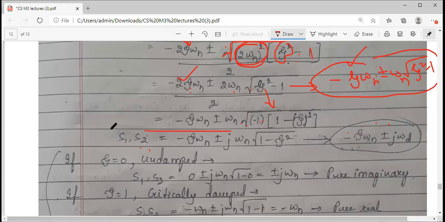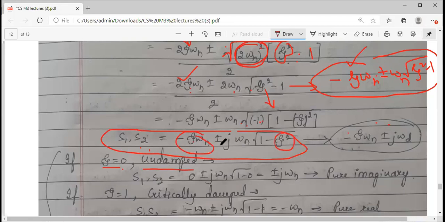If I substitute zeta equal to 0 in this equation, what will happen? This is nothing but the condition of the undamped system. Damping ratio should be 0. So substitute zeta as 0, and this term will become 0.